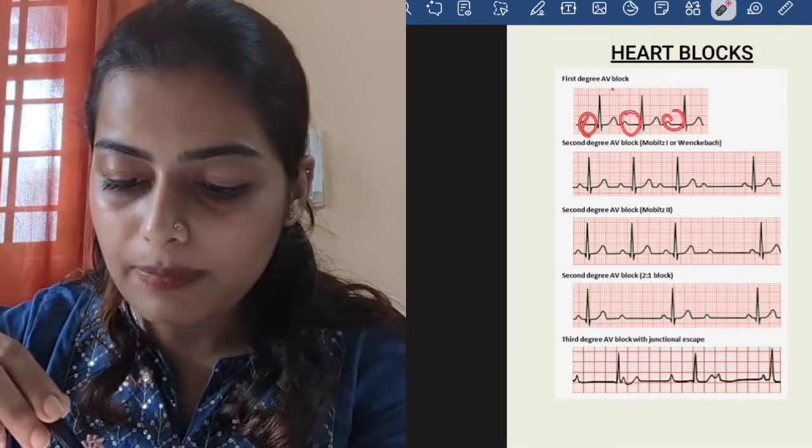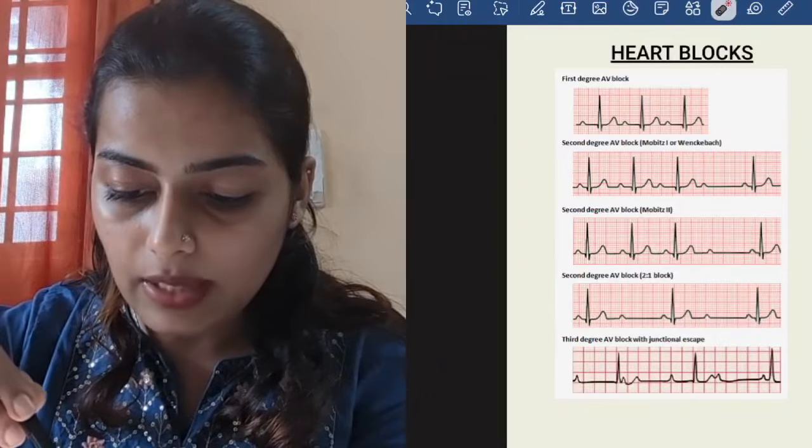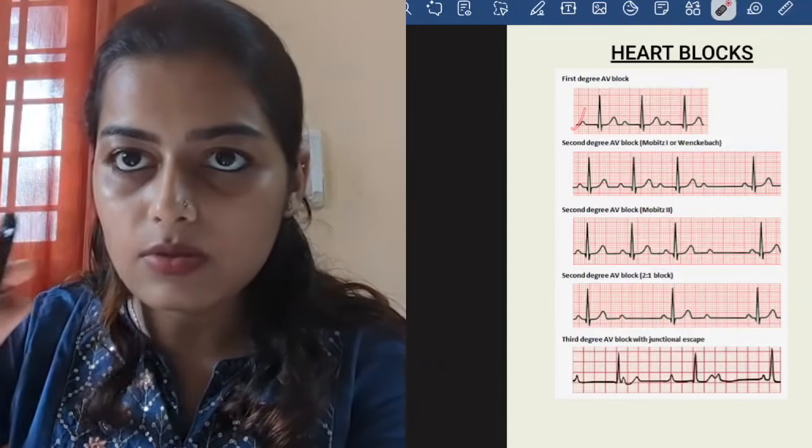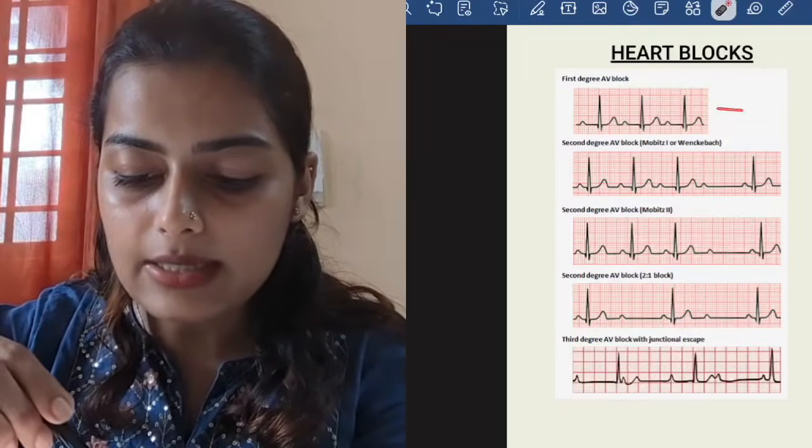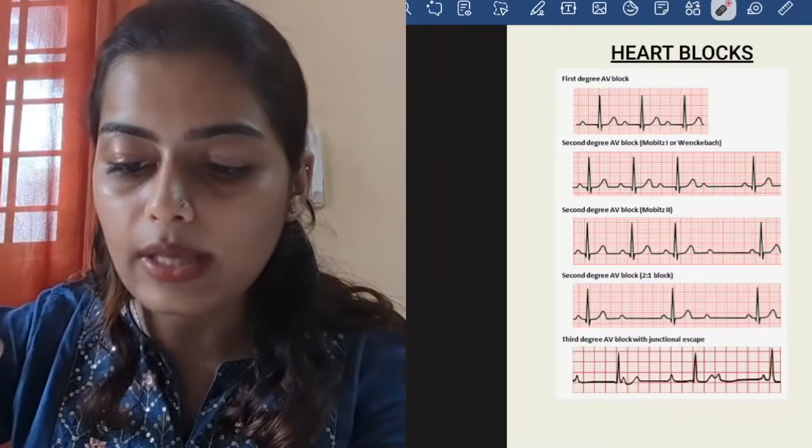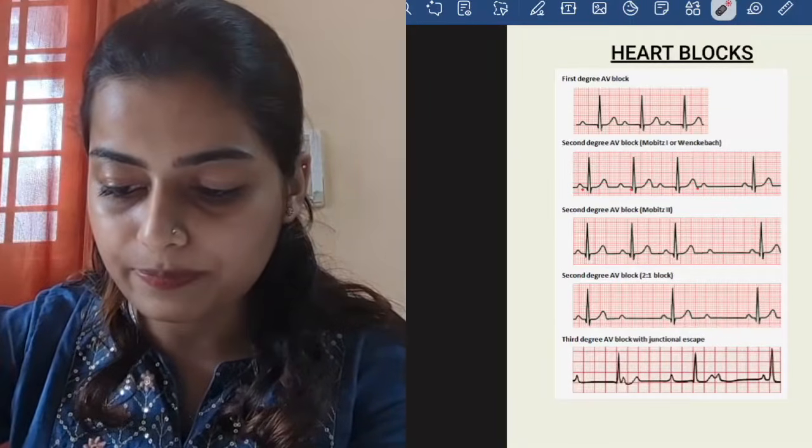First degree AV block: the PR interval is prolonged, but everywhere the PR interval is the same. There is a regular rhythm. The only thing is that the PR interval is prolonged. It is more than 5 small boxes.